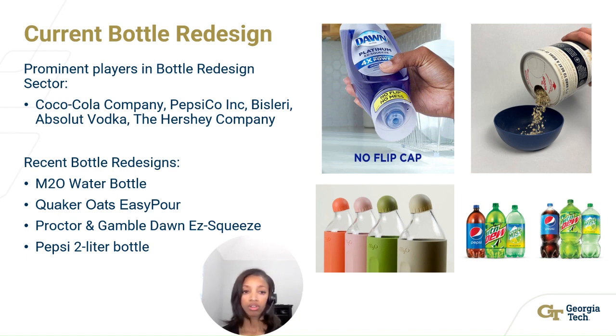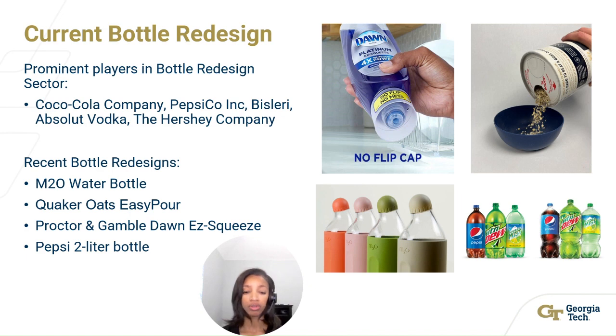We've noted several bottle redesigns that have happened recently that focus on the ease of use. The bent neck of the Made to Origin, or M2O, water bottle design shown in the bottom left allows users to transfer liquid with ease and without needing to tip the entire bottle over for a constant flow.